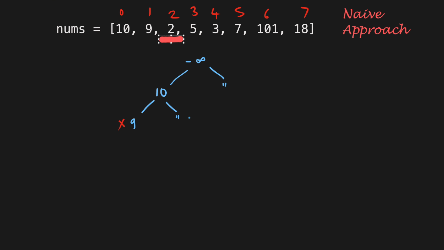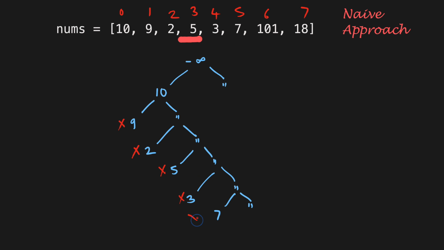Now the previous element is still 10, but the current element is 2. Again, we will try to include 2 or exclude it. And if we try to include it, again it will result in a decreasing sequence. So we skip it and come to index 3. And the same will be the case for 5, 3 and 7, because all these elements are less than 10. And eventually we will come to index 6 where we find element 101.